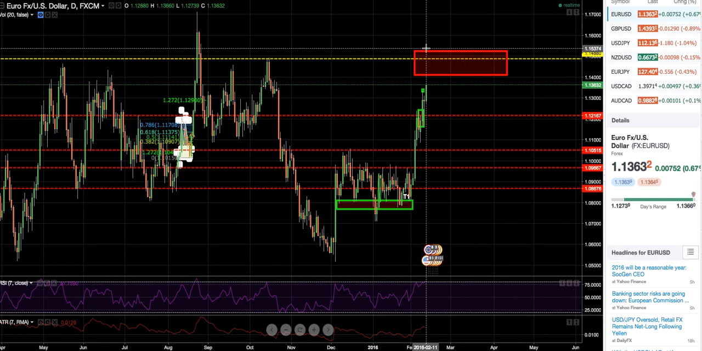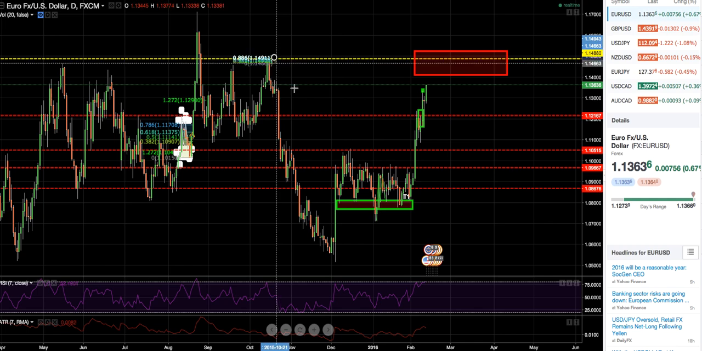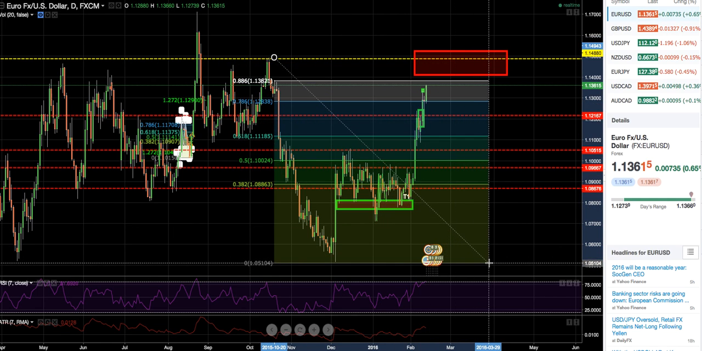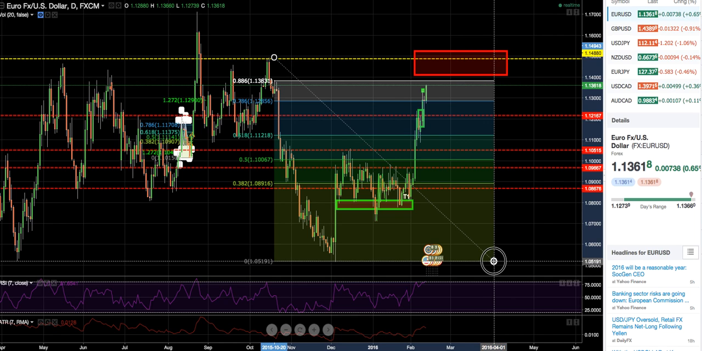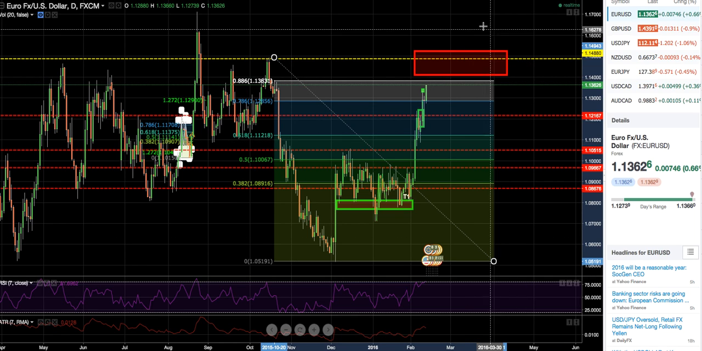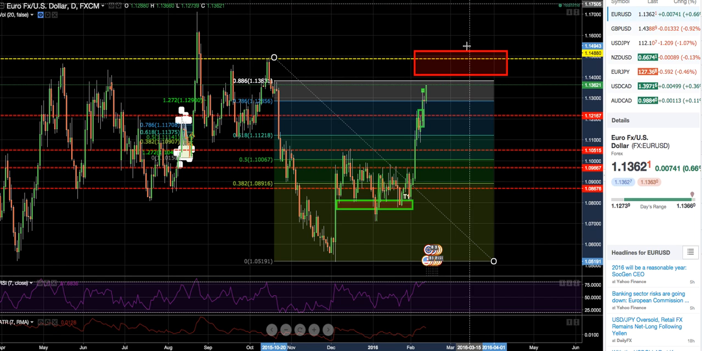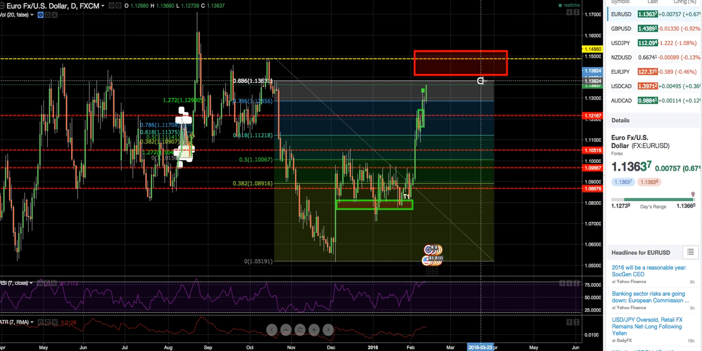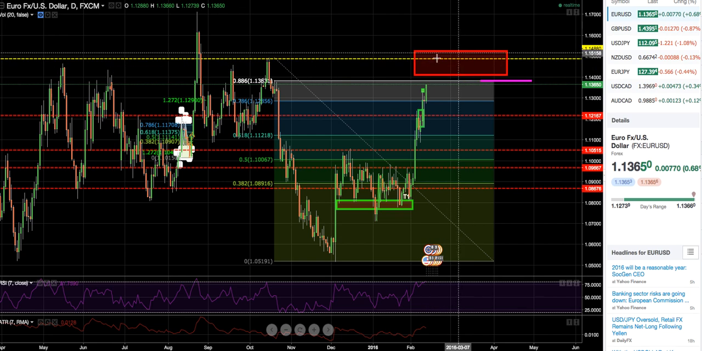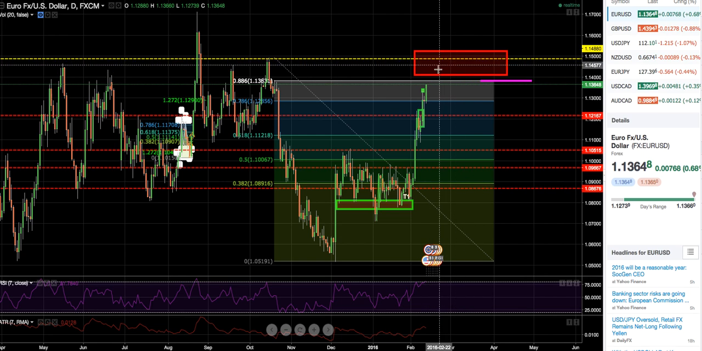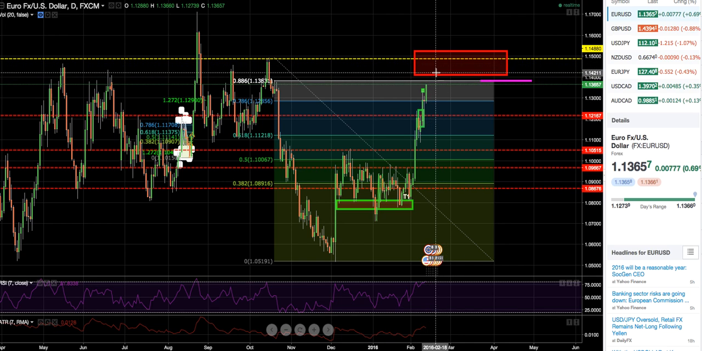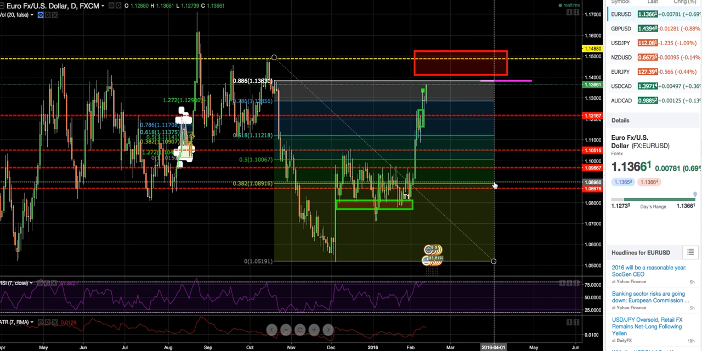But also we do have on the daily a bat pattern completing right here, right at the 886. Now, I'm not saying that the bat pattern will turn on a dime right here. Actually, I believe that we will go into that red box, and we'll probably get some struggle in this box right here, and then maybe we'll head back down.